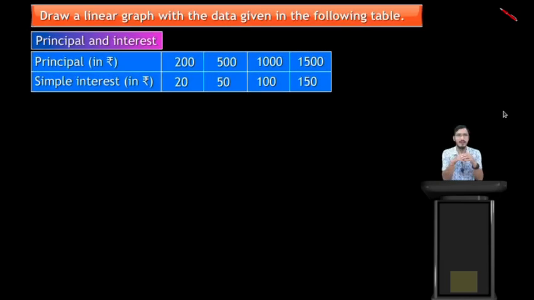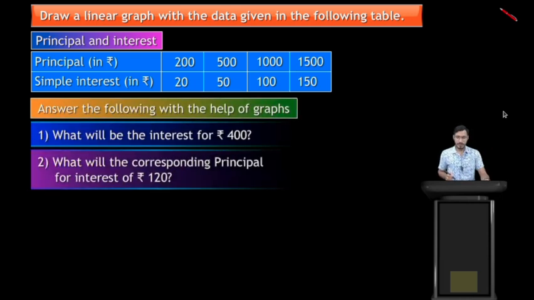Draw a linear graph with the data given in the following table. Here we have a table of principal and interest. The principal is rupees 200, 500, 1000 and 1500, and the simple interest is 20, 50, 100 and 150. Answer the following with the help of the graph. We have two questions here: what will be the interest for rupees 200, and what will be the corresponding principal for the interest of rupees 120?